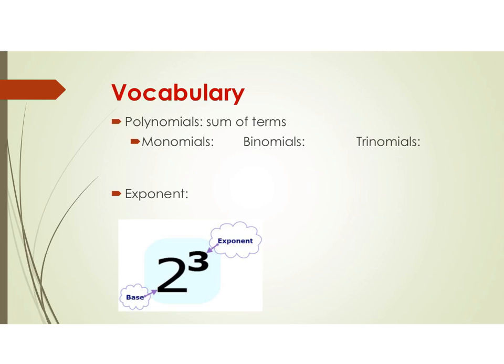Vocabulary: a polynomial is a sum of terms. Monomial, binomial, and trinomial tell you how many terms there are: monomial is one term, binomial is 2 terms, trinomial is 3 terms. And exponent: when you have an exponent, you have the large number, which we call the base, and the small number, which we call the exponent, or the power.